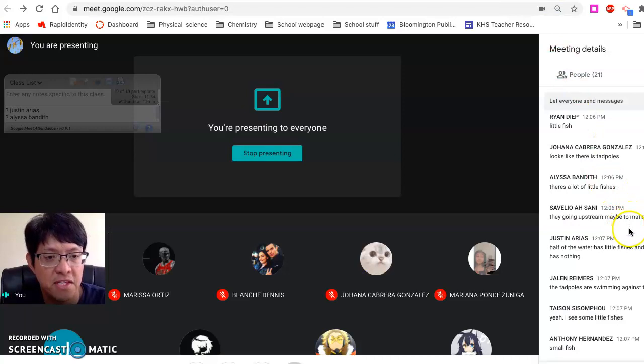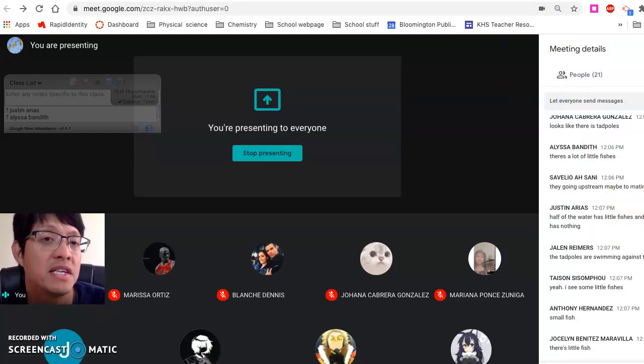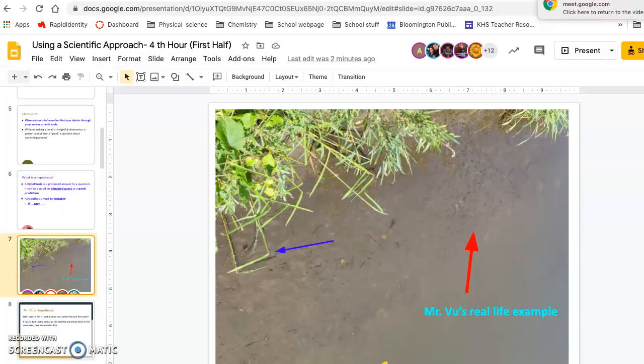So I see little fishes, small fishes. Anything else? Most of you are noticing what is just in the arrow. So let me continue then. Thank you to those of you who participated. That was pretty nice to see.